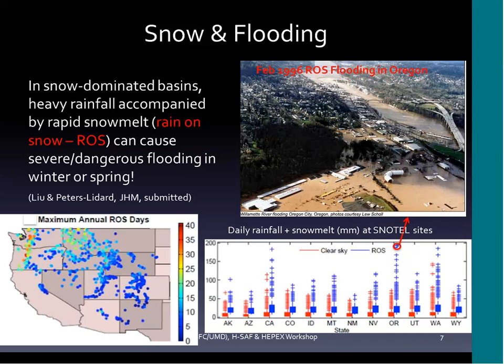This is one of the famous rain-on-snow events that caused flooding in the Northwest area of the United States in 1996, and the damage was very huge there. When you look at the daily rainfall and snowmelt at one of the snow test sites, it reaches 200 millimeters per day. That's a huge amount of water to generate runoff.